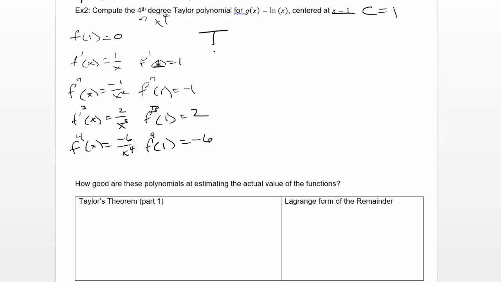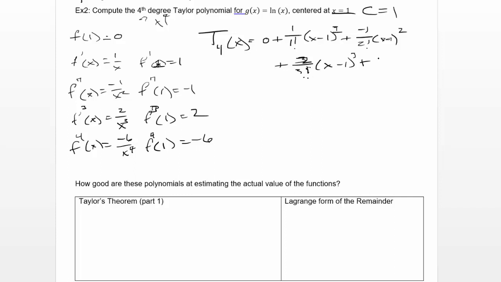Put this together, the Taylor polynomial of degree 4, centered at 1, should be the value of the function at the center, plus the first derivative at the center over 1 factorial times x minus the center to the first power, plus the second derivative at the center over 2 factorial times x minus the center squared, plus the third derivative over 3 factorial, the third derivative is 2, over 3 factorial times x minus the center to the third power, plus the fourth derivative, which is minus 6, over 4 factorial times x minus the center to the fourth power.